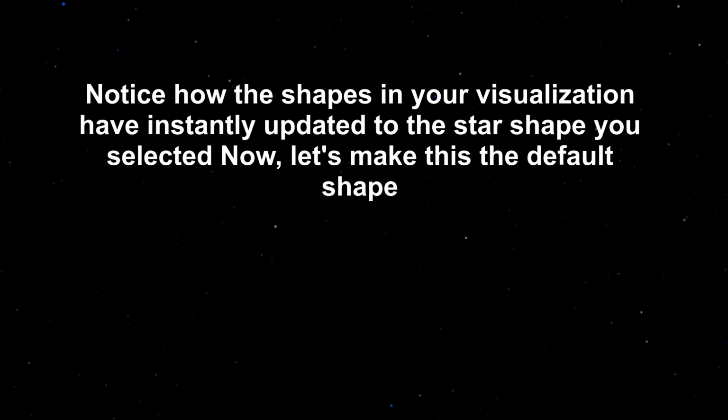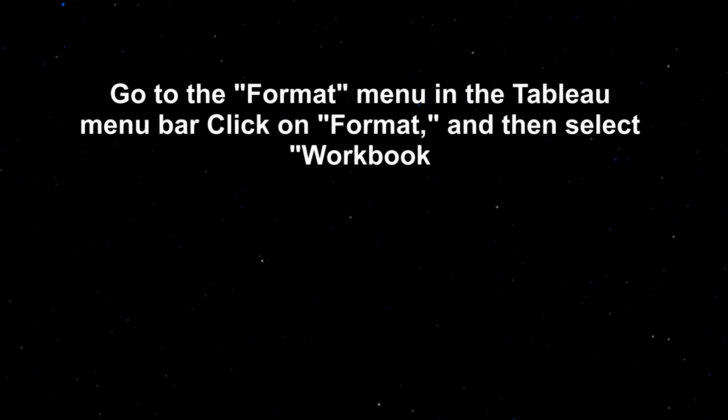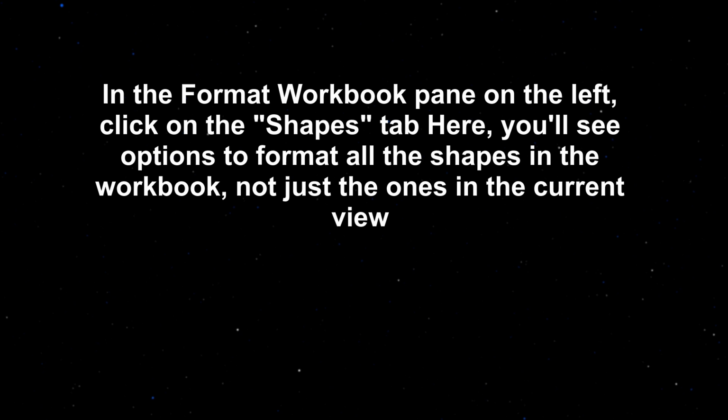Now, let's make this the default shape. Go to the Format menu. In the Tableau menu bar, click on Format, and then select Workbook. In the Format Workbook pane on the left, click on the Shapes tab. Here, you'll see options to format all the shapes in the workbook, not just the ones in the current view.